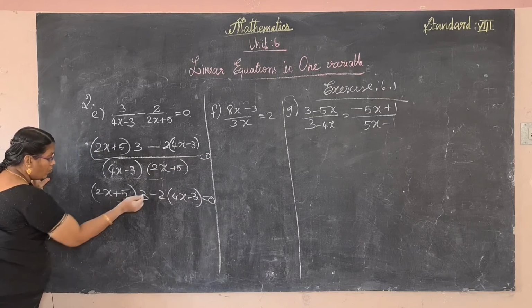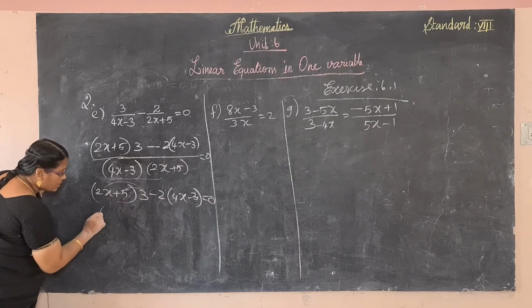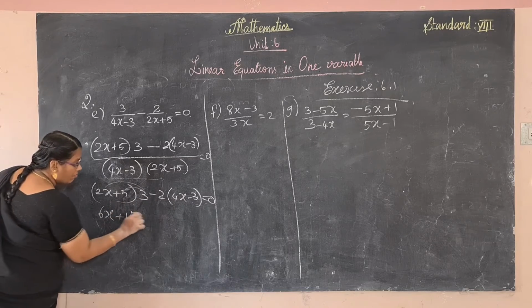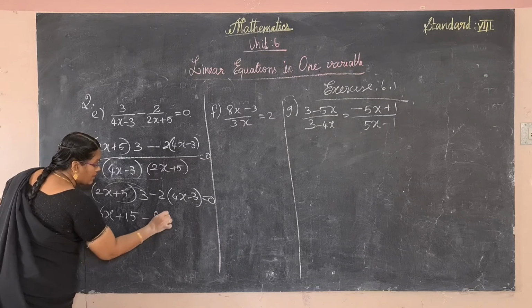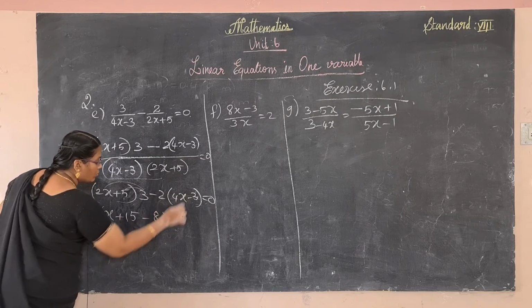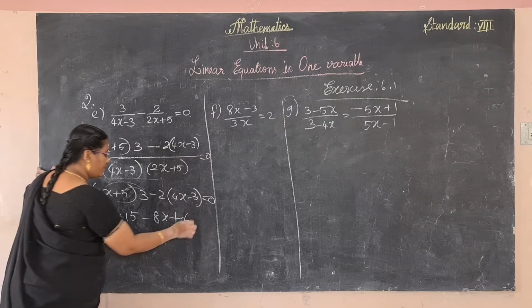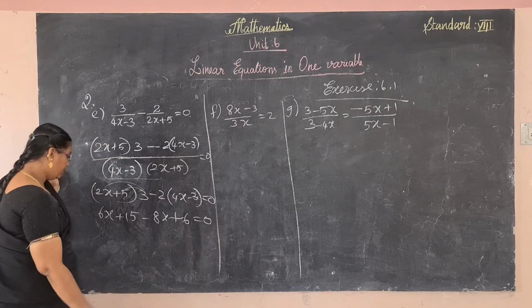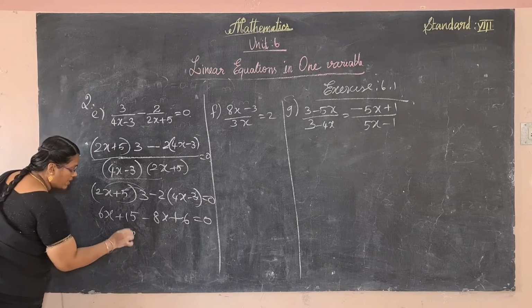Now multiply each term. So 6x plus 15 minus 8x, minus into minus is plus, 2 3s are 6, equal to 0. So arrange the like terms. So minus 2x.